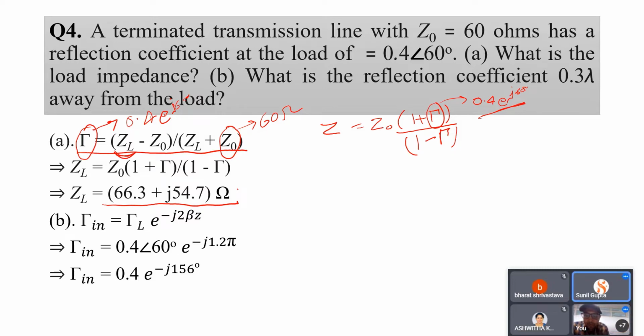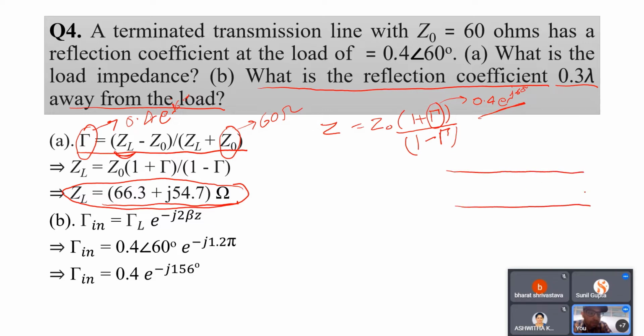So if you have got the load impedance, the next question is, what will be the reflection coefficient 0.3 lambda away from the load? I think you have gone through the lectures. In them it has been given that throughout the transmission line the magnitude of gamma will be constant, only the phase angle of gamma will change. Once you go from load towards source, only the phase angle will change.